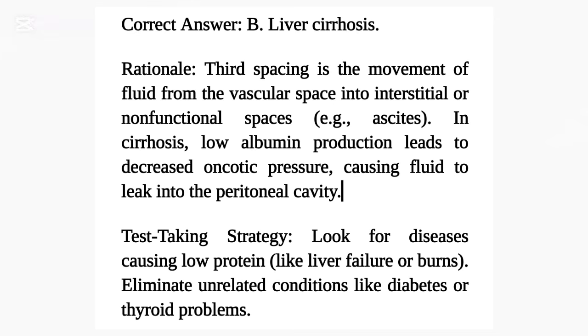Liver cirrhosis. Rationale. Third spacing is the movement of fluid from the vascular space into interstitial or non-functional spaces, e.g., ascites. In cirrhosis, low albumin production leads to decreased oncotic pressure, causing fluid to leak into the peritoneal cavity. Test-taking strategy. Look for diseases causing low protein, like liver failure or burns. Eliminate unrelated conditions like diabetes or thyroid problems.